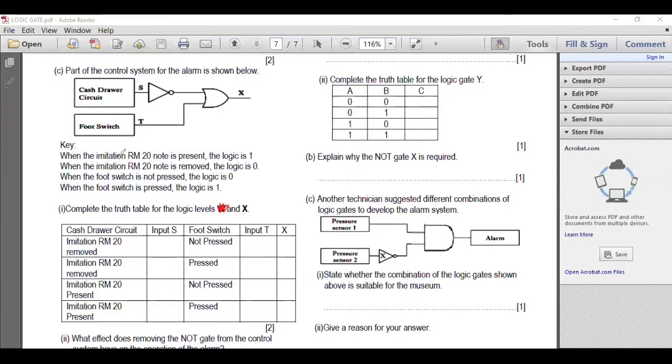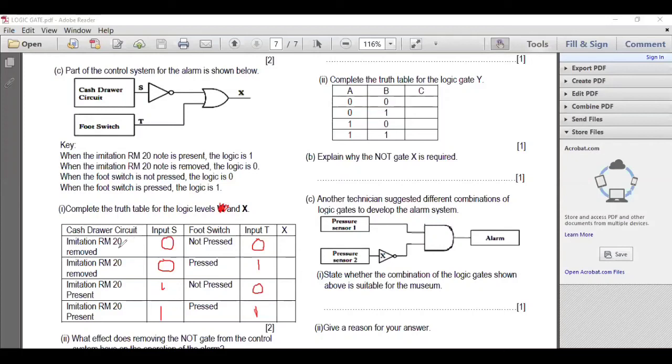Okay, so here, when the imitation $20 note is present, logic 1, removed, logic 0. So remove means 0. You just follow this one. Remove 0, present 1. Not pressed, logic 0. So don't press 0, when you press logic 1. Okay, just follow the key given here. Now how about the X?